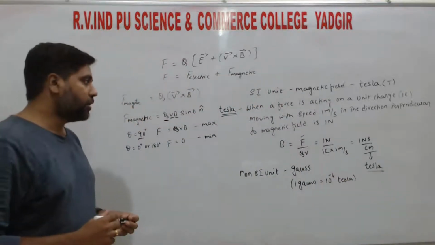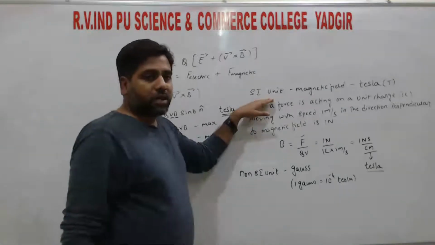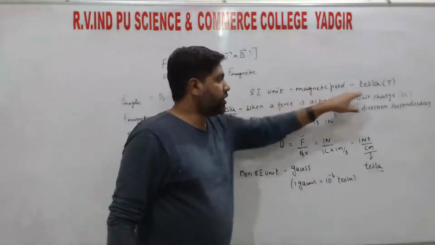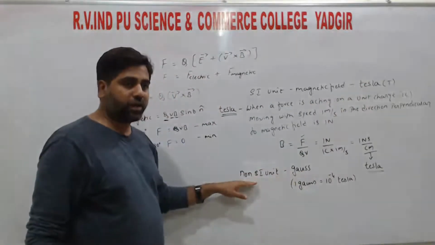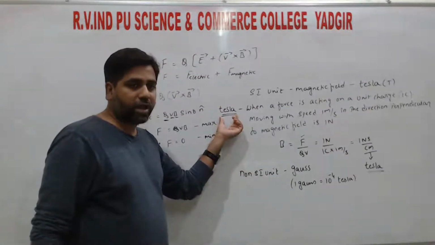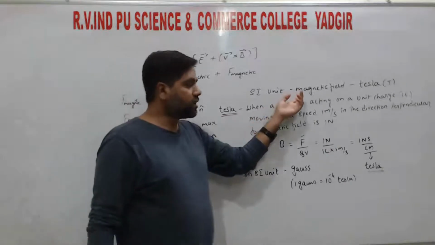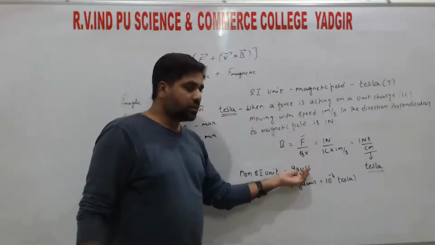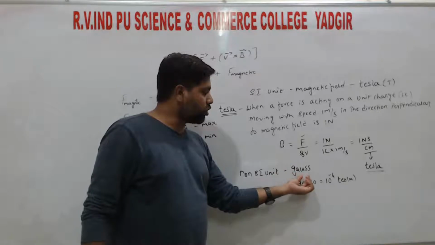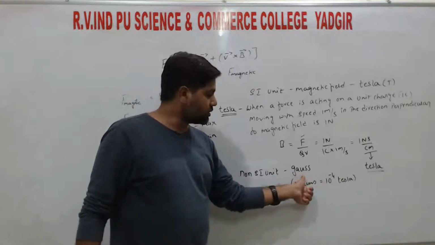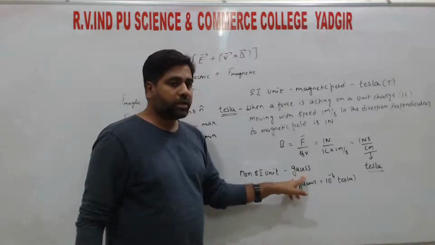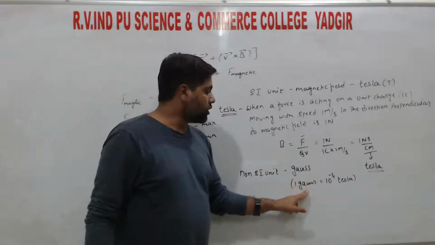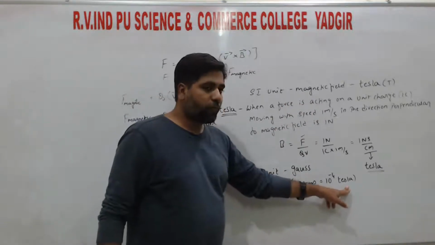In the exam, if they ask you to write the SI unit for the magnetic field, you need to write Tesla, not Gauss. Gauss is a non-SI unit. Since Tesla is a large unit, to measure the magnetic field we use another unit that we call the Gauss, right? Gauss is also a unit to measure the magnetic field, but it is not an SI unit, right? 1 Gauss is equal to 10 to the power of minus 4 Tesla.